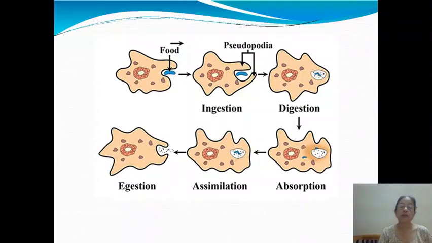The next process, after digestion, is absorption. What do you mean by absorption? First understand the meaning of absorption. The process in which the digested food passes through the intestinal wall into the bloodstream is called absorption.